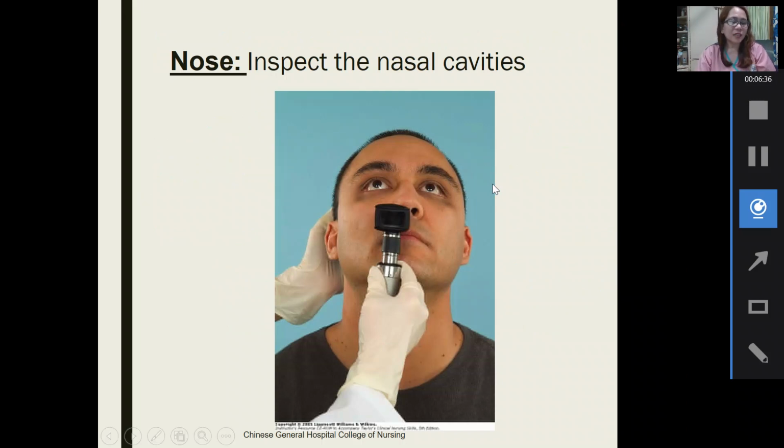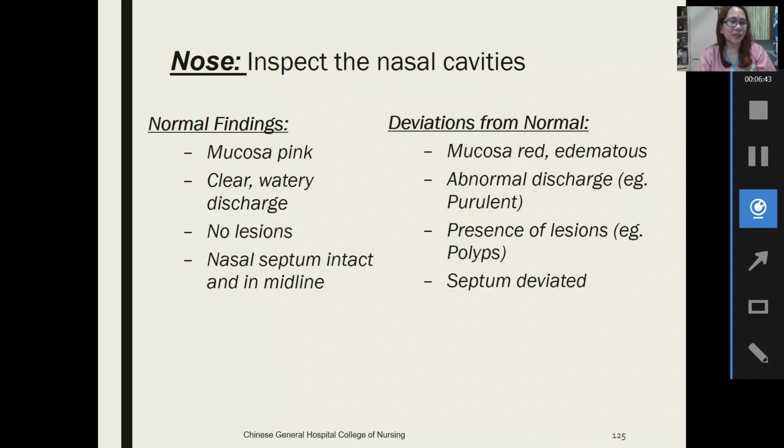Inspect the nasal cavities, no? Meron siyang nasal scoop. Pero tayo, we will use again the pen light. Okay? Inspect the nasal cavities. The normal finding should be mucosa is pink. If there is any discharge, it should be clear and watery.